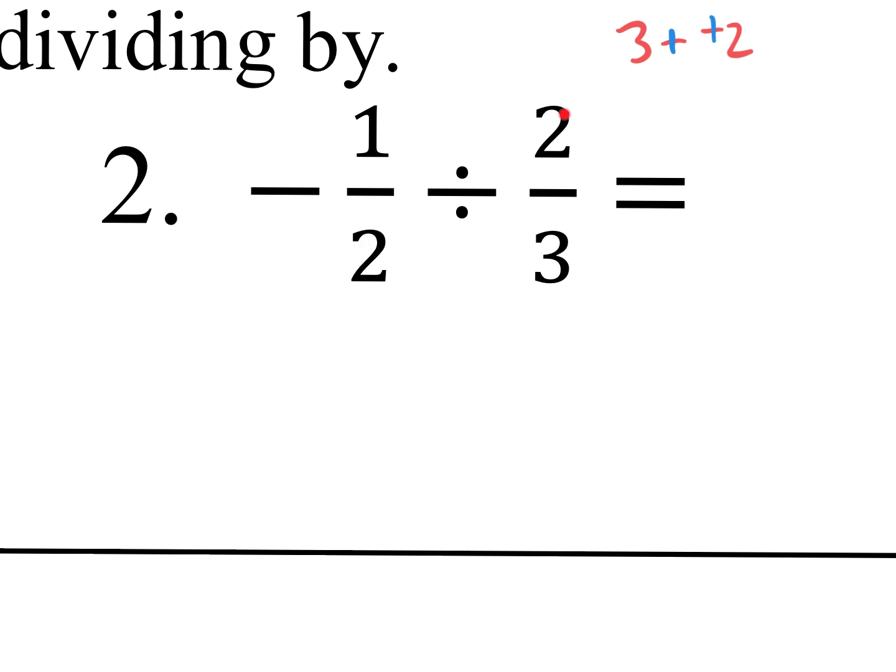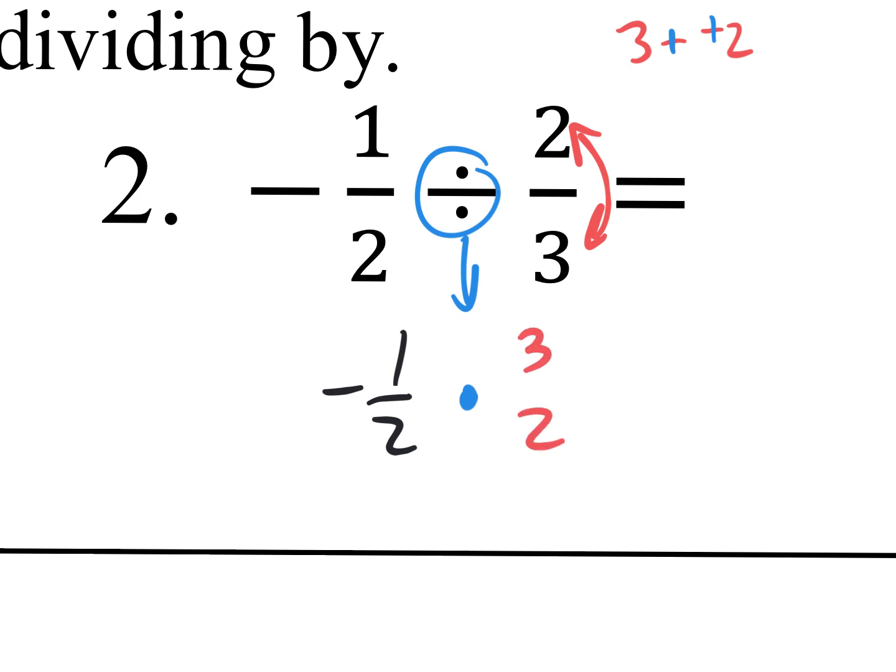You might see a 2 down here and a 2 up there, and you might want to cancel, but that'd be incorrect. What you have to do is whenever you have division, you have to change that division to multiplication and then flip the second fraction. Again, change the division to multiplication and flip the second fraction. First one's going to stay. Second one becomes 3 over 2.